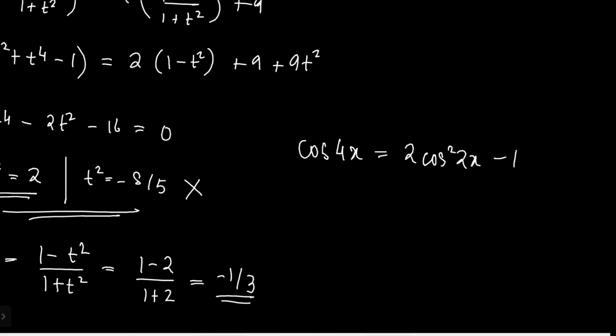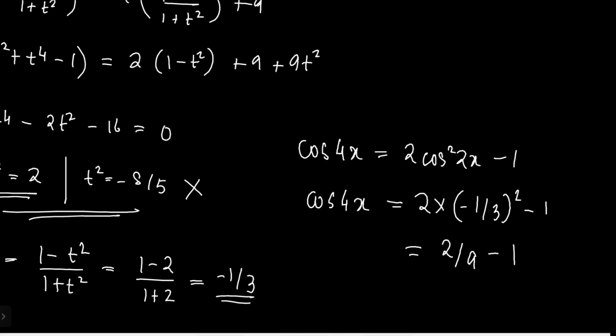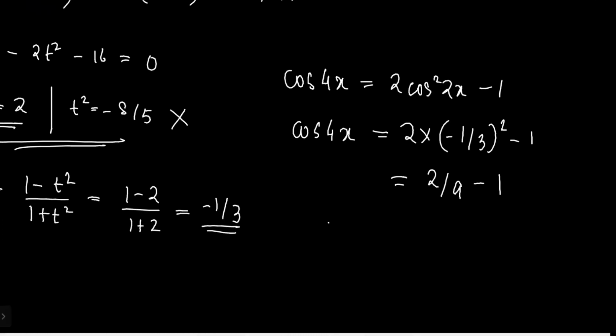So cos 4x is equal to 2 cos square 2x. Now cos 2x we have got as minus 1 by 3. So 2 into minus 1 by 3 whole square minus 1, which is 2 by 9 minus 1. If you simply solve this, you will get cos 4x as minus 7 by 9, and that will be your answer. So here the correct option is option D.